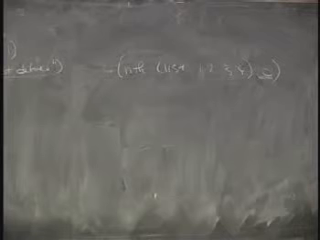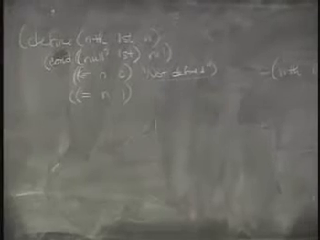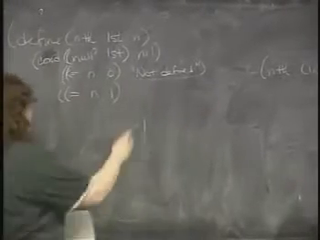Okay, so the next thing we check to see is if n is equal to 1. If n is equal to 1, what do we want to return? Car of the list.